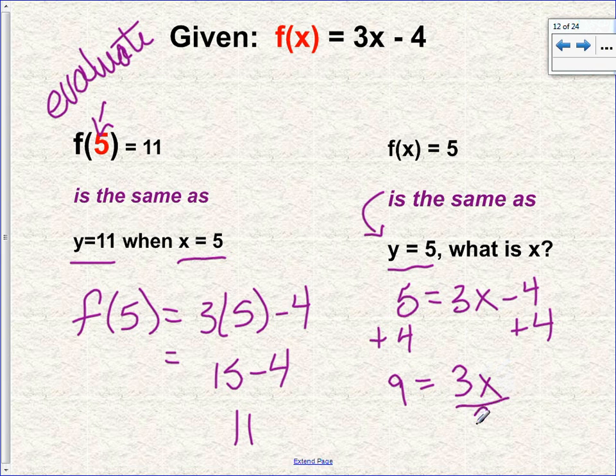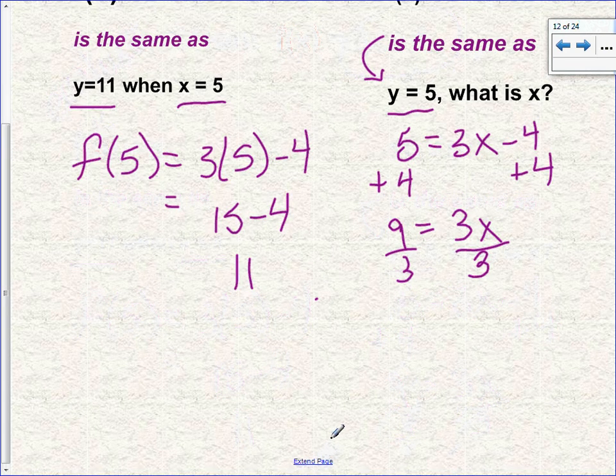You're going to divide by 3 on both sides. 9 divided by 3 is 3. So 3 equals x.